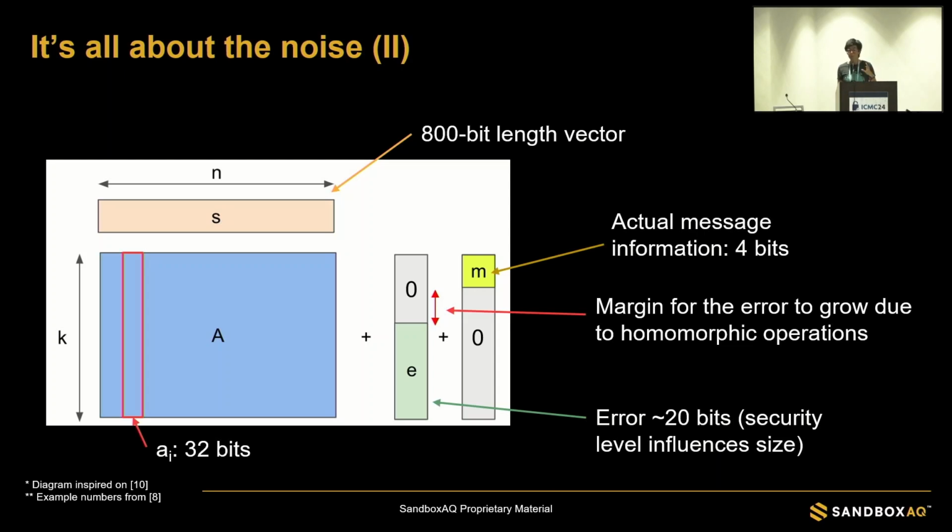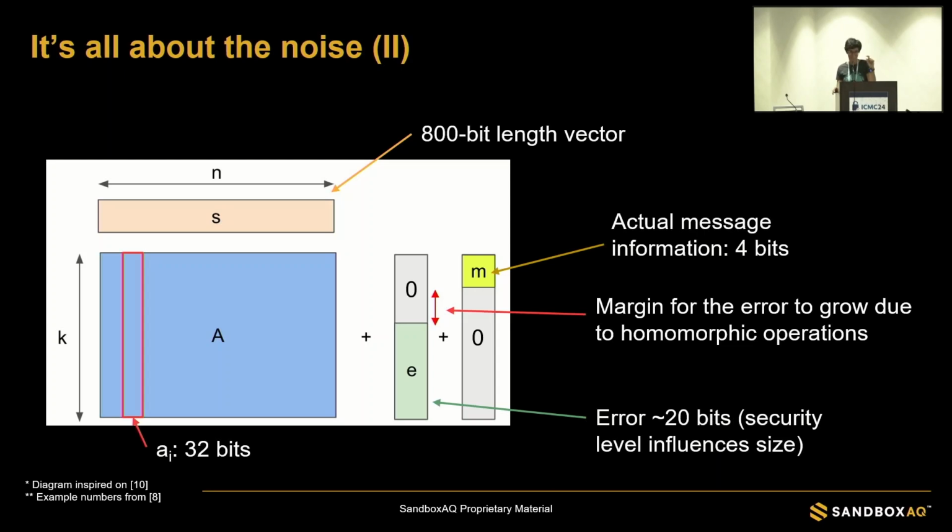And for a given level of security, we could have an error level of, let's say, 20 bits. And we cannot arbitrarily choose this value, because it has to correspond to a given security level. But we also have to take into account that we need to leave some extra bits for this error to grow while we perform homomorphic operations. And then we will be left with some other bits where we can actually put our message. And here, for example, it could be 4 bits. So we can see that we actually need a large amount of information in order to be able to encrypt a 4-bit message, okay?